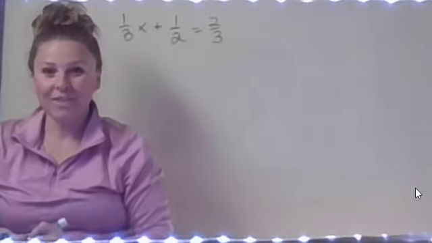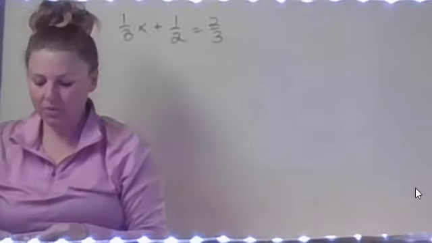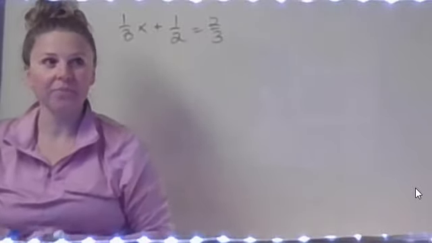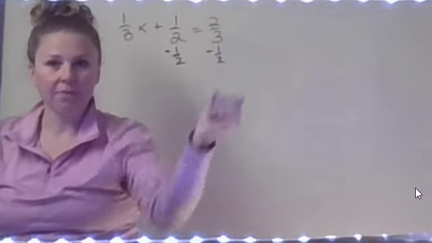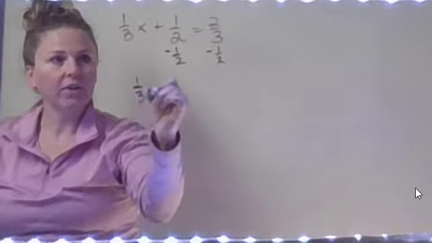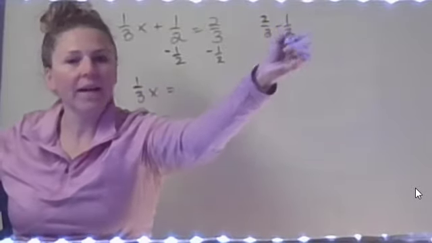So now that you're loving these fractions, I bet you can conquer this one. 1/3 x plus 1/2 equals 2/3. Go ahead and hit pause and see what you get. So hopefully the first thing you did was subtracted 1/2 from both sides. So we have 1/3 x equals, over here, 2/3 minus 1/2.